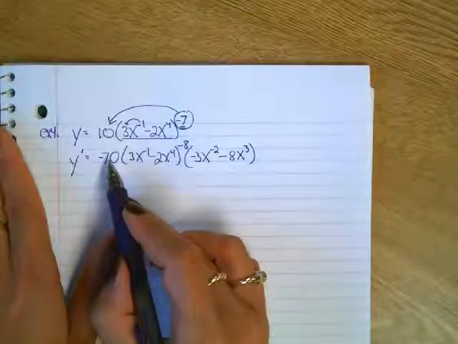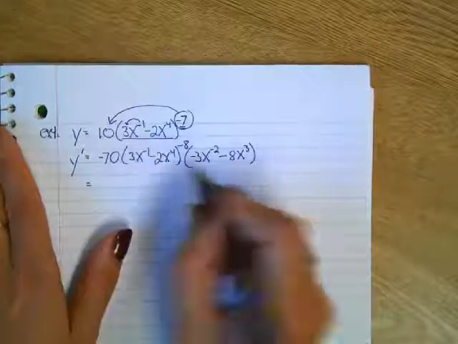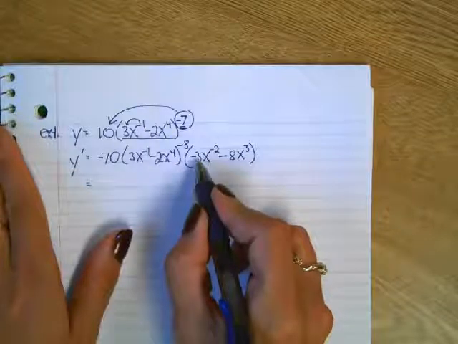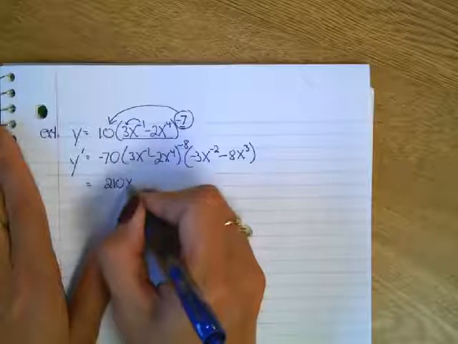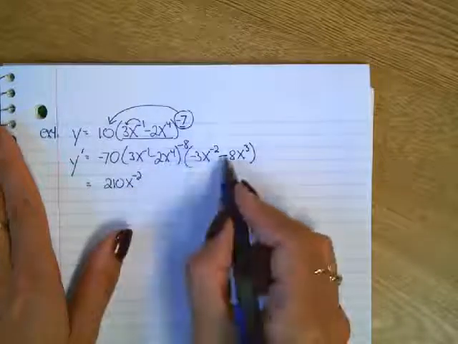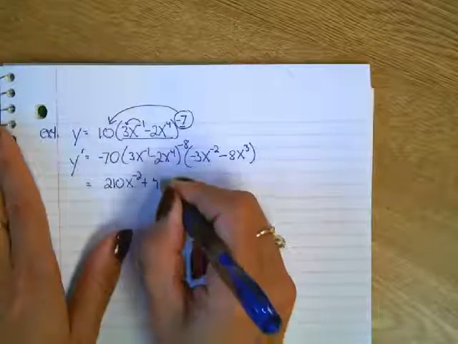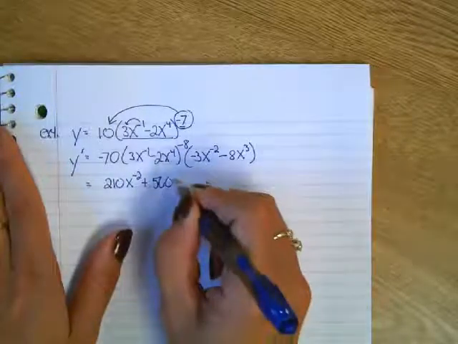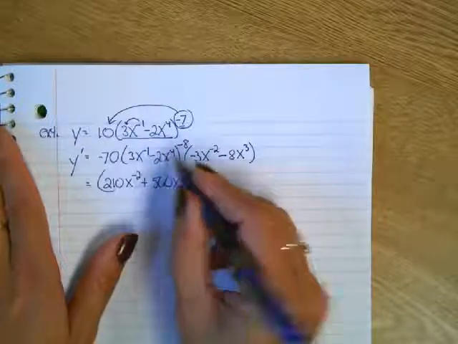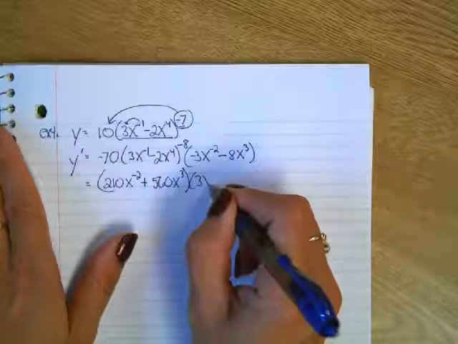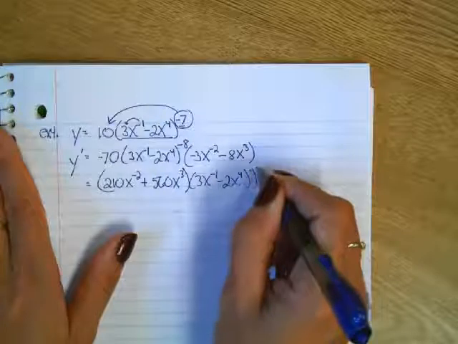And then I can distribute the negative 70 into both of these. So negative 70 times a negative 3 is a positive 210, x to the negative 2. Then negative 70 times that negative is a positive 7 times 8, 560, x cubed, still in parentheses. And then I have my 3x to the negative 1 minus 2x to the fourth, all to the negative 8.